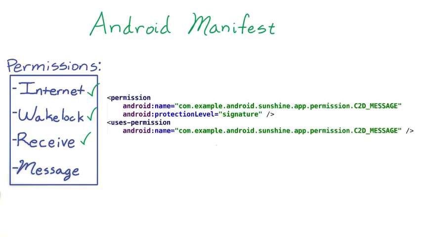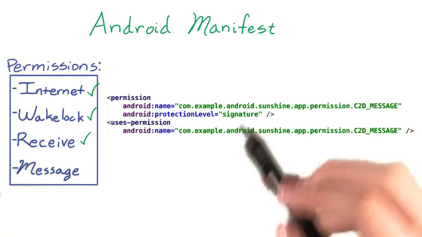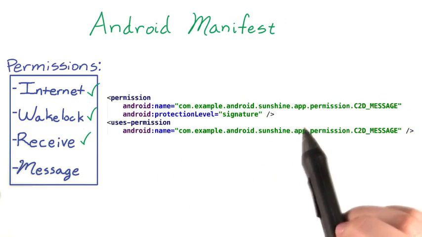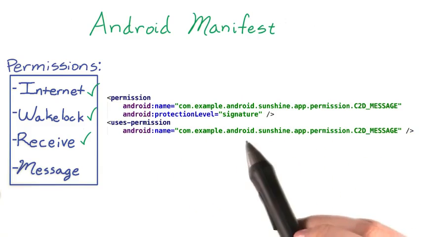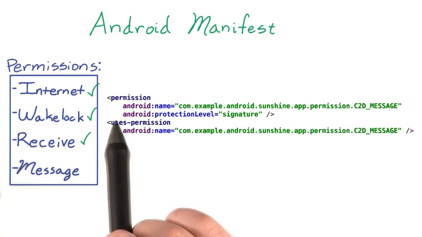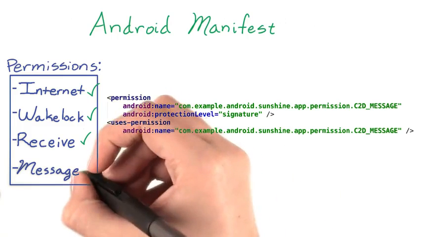The receive permission is what allows our app to register to receive messages, so you obviously need this one. And finally, the message permission is a custom permission made using our package name so that no other Android app can register to receive messages intended for our app, those sneaky little eavesdroppers. So first you'll need to actually declare the permission, and then you can register to use it.